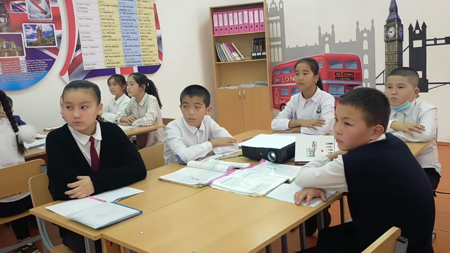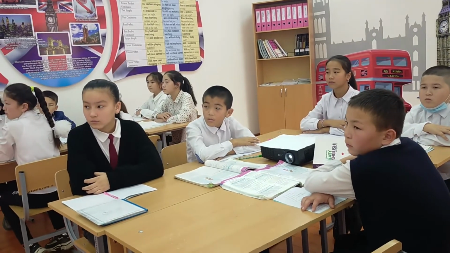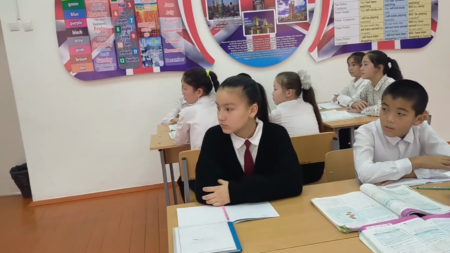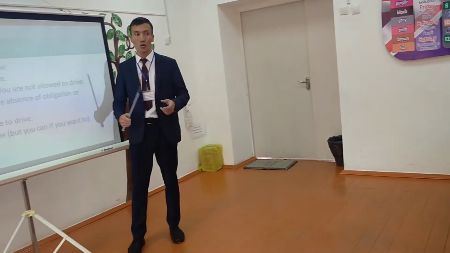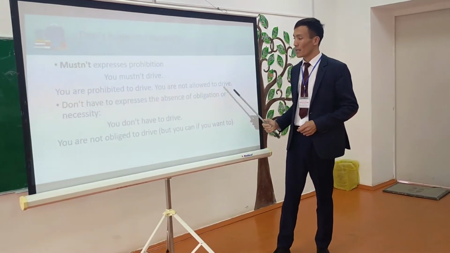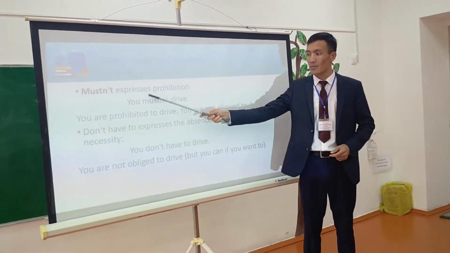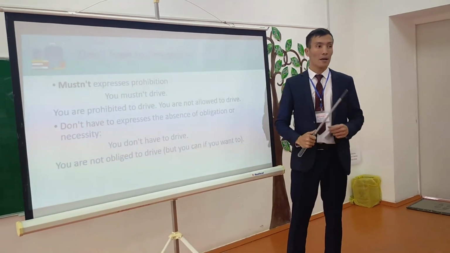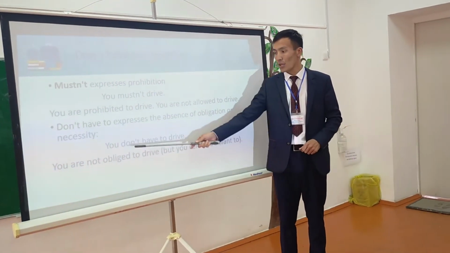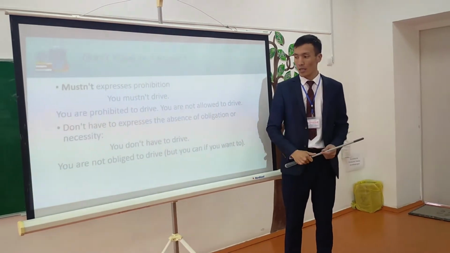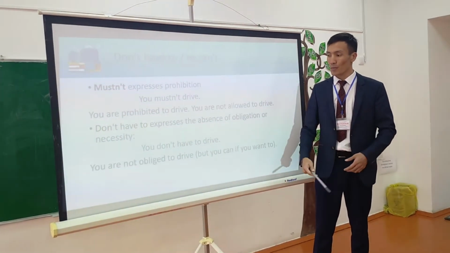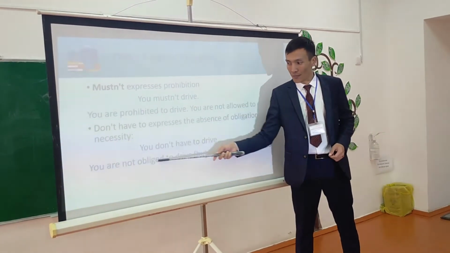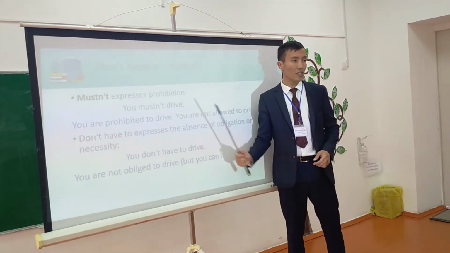Next. Don't have to and mustn't. Mustn't expresses prohibition. Бұл mustn't деген тыйым салу деген мағынаны білдіреді. You mustn't drive. Сен жүргізбеуің керек. You are prohibited to drive. Сенің жүргізуіңе тыйым салынады. You are not allowed to drive. Сенің жүргізуіңе рұқсат жоқ. Бұл жерде тыйым салып тұр. Don't have to express the absence of obligation or necessity. Don't have to бұл жерде міндеттеме және қажеттіліктің жоқтығын білдіреді. For example, you don't have to drive. Сен жүргізуің керек емес. You are not obliged to drive. Сен жүргізуің міндетті емес. But you can if you want to. Бірақ қаласаңыз болады. Бұл жерде don't have to-да жүргізуге де болады, жүргізбеуге де болады. Must'та бұл жерде тыйым салып тұр. Next.